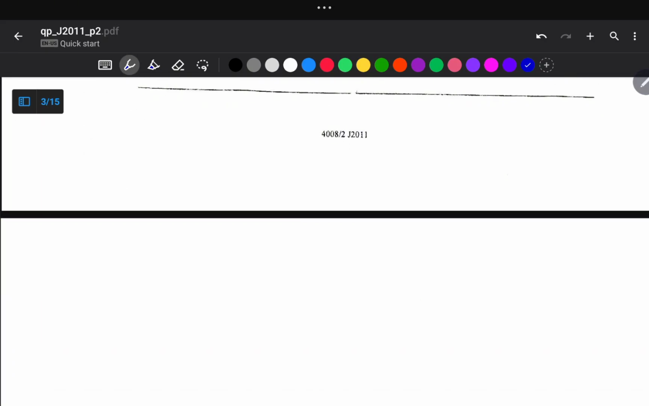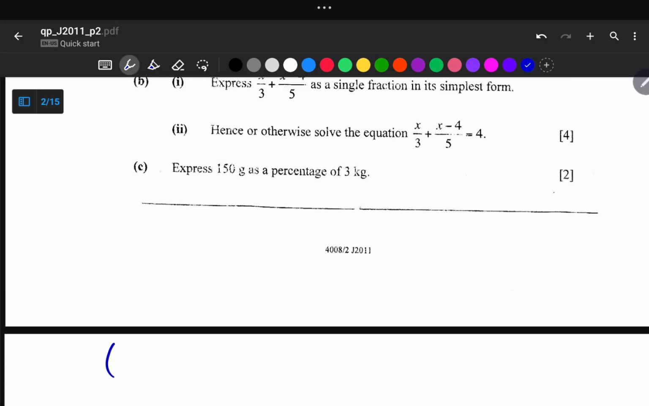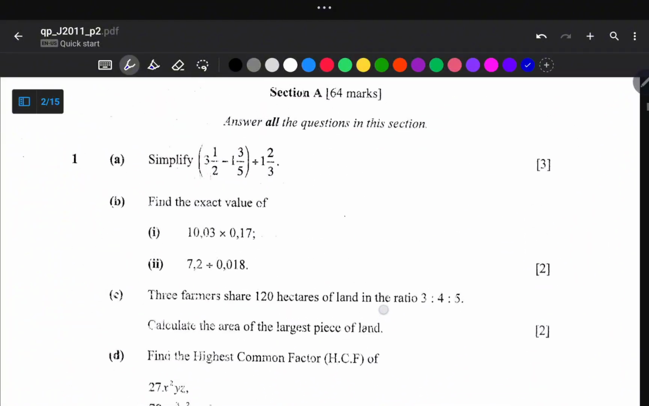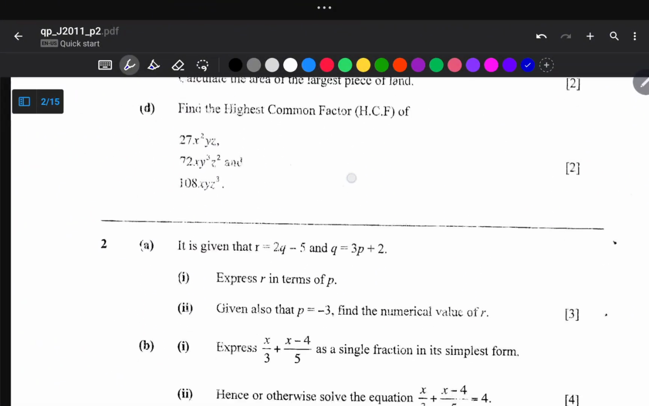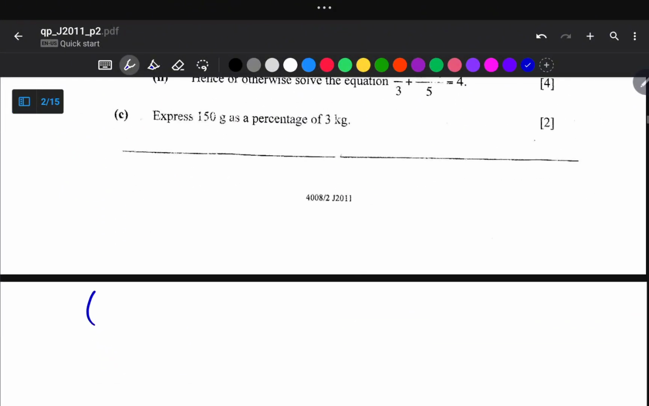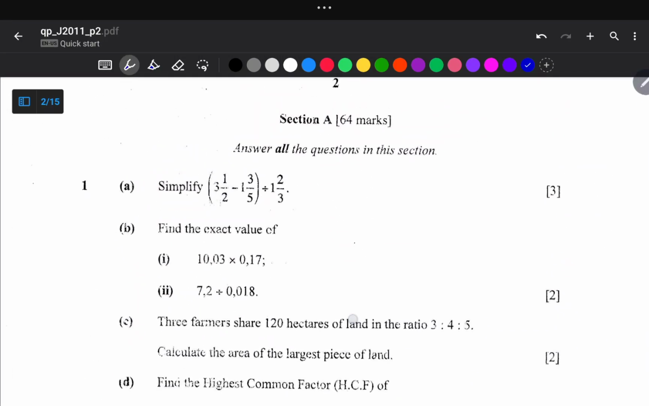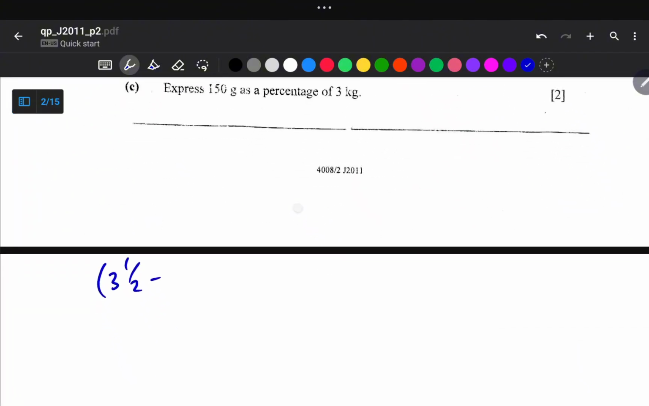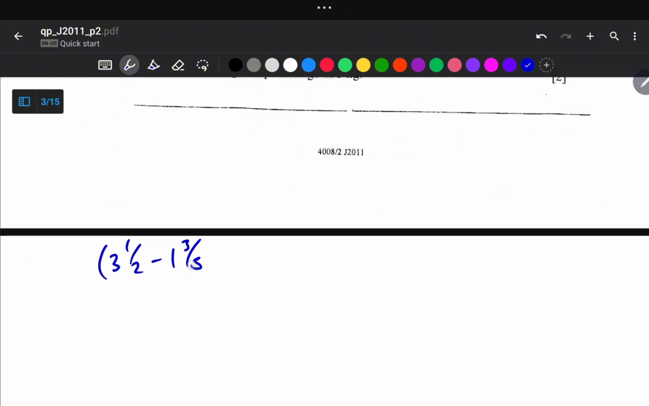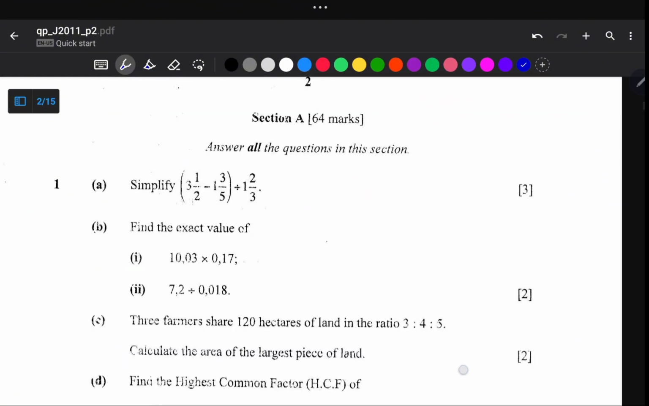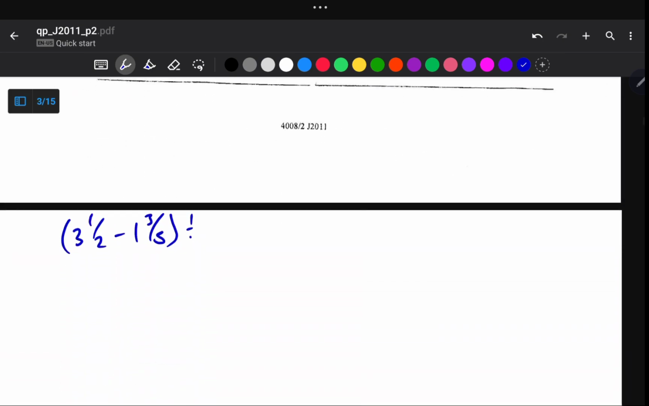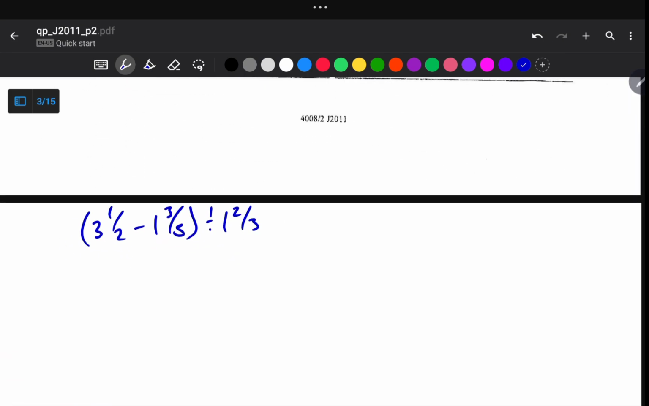So given that we are having what? So it is 3.5. So it is 3.5 minus what? 1 3 over 5. So minus 1 3 over 5 divided by 1 2 over 3. So it is 1 2 over 3. So for us to simplify this, we are going to use our BODMAS.